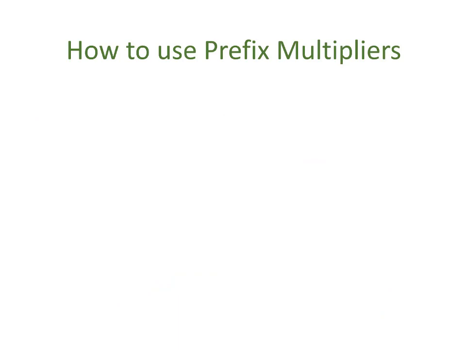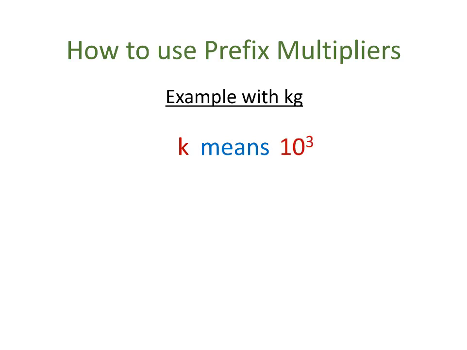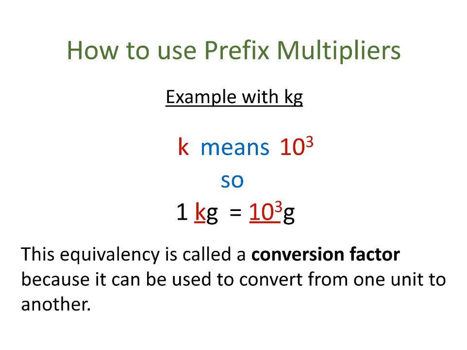Now that we know what the prefix multipliers are, how do we use them? Let's do an example with kilogram. We know from the previous slide that kilo means 10 to the 3. Therefore, 1 kilogram is equal to 10 to the 3 grams. Notice that one of them has the K for kilo in front of it, and the other one has the exponential value in front of it. This equivalency is called a conversion factor because it can be used to convert from one unit to another. We will learn more about how to do conversions in the next video.